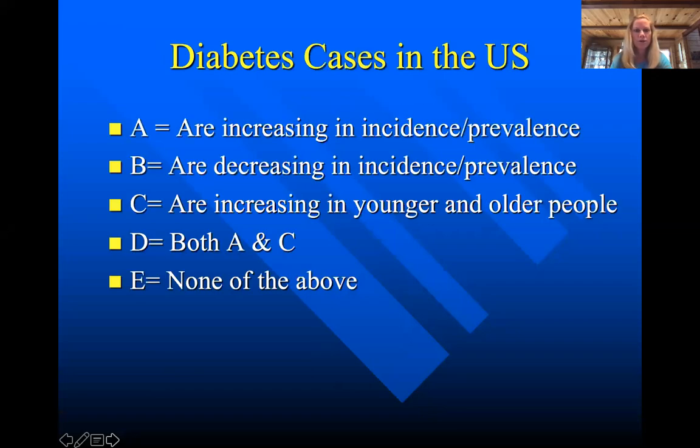If I were to clicker question you, diabetes cases in the United States, the answer would be it's increasing both in incidence and prevalence, so number of new cases and existing cases. It's also increasing in younger and older people. So the answer here would be D.